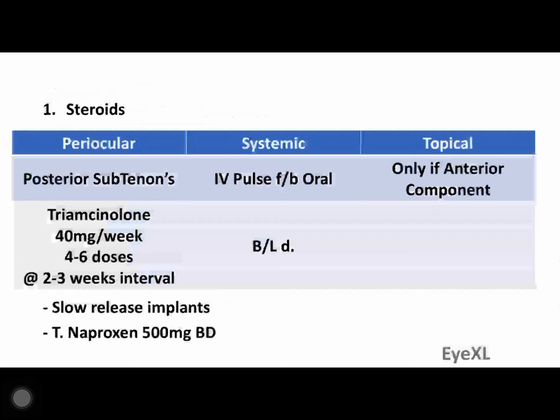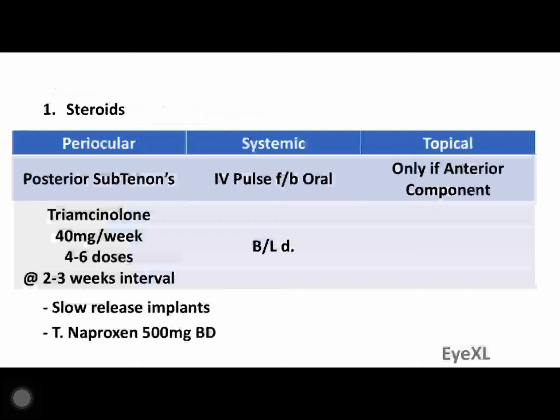So let's talk about steroids first. This is the most common modality that is used across uveitis. There are 3 modes where steroids can be administered in intermediate uveitis. First and most preferred is the periocular one, then comes systemic, and thirdly and the least preferred is the topical route. Periocular are basically in the form of injections in the posterior subtenons region.